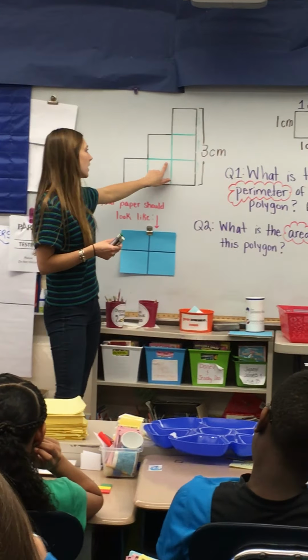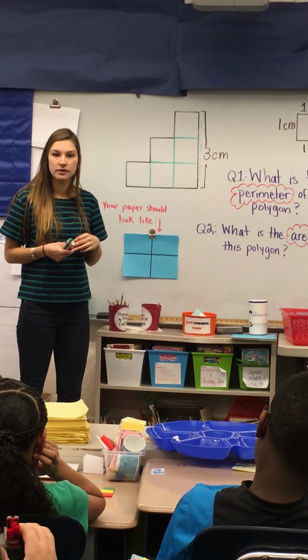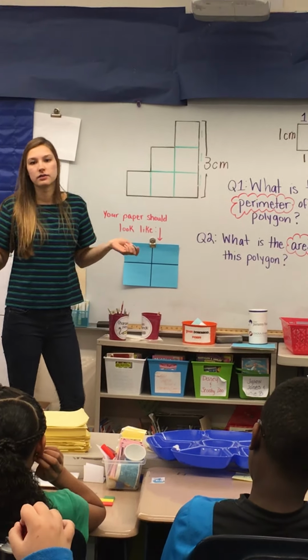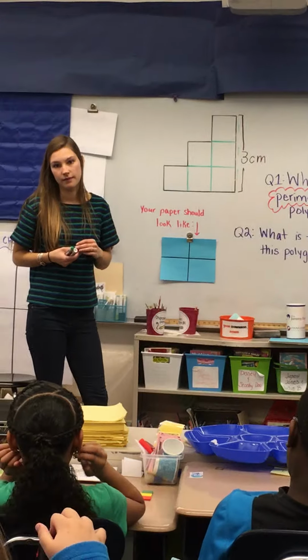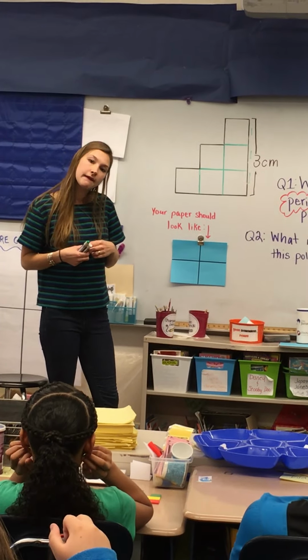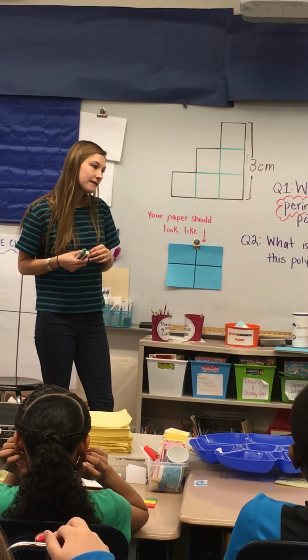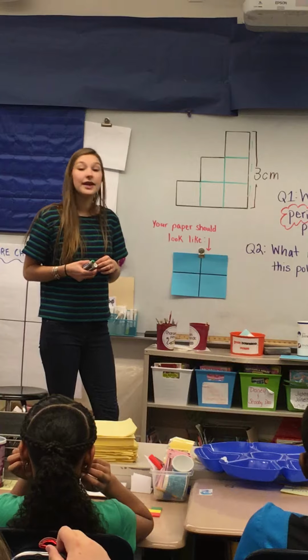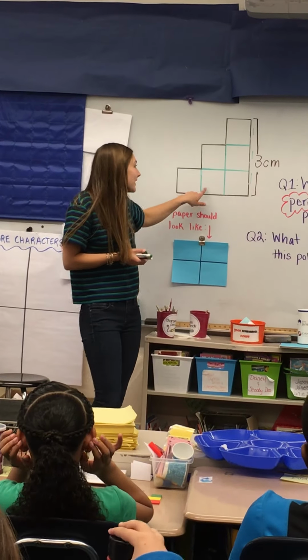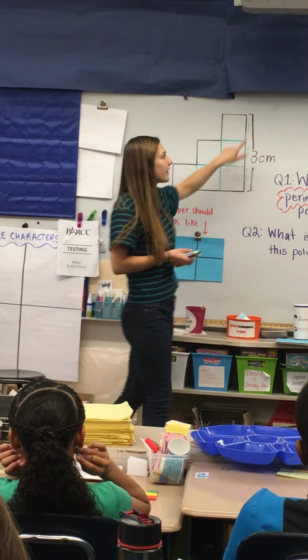But do you count the perimeter of each side? No. Why not? Because what's the perimeter? The outside of the shape. Are we going to touch this when we're walking along the outside? No. It's like a fenced-in area.